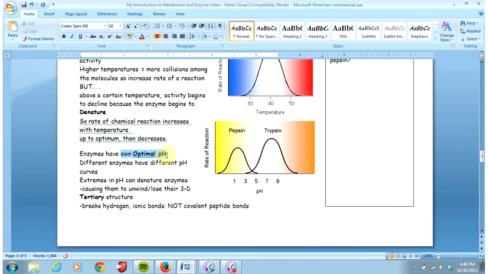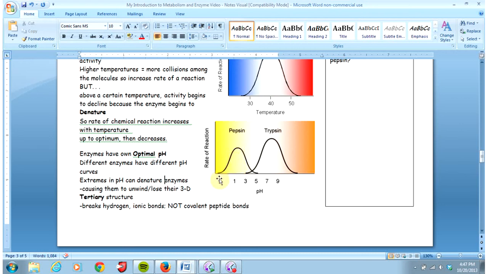With pH, the acidity or basicity of the environment that the enzyme is in, each enzyme is going to have an optimal pH, just like they had an optimal temperature. For pepsin, it appears that the optimal pH is around 1 to 2. Pepsin is an enzyme that's found in your stomach, and the acidity of your stomach makes its pH around 1 to 2. Perfect for pepsin.